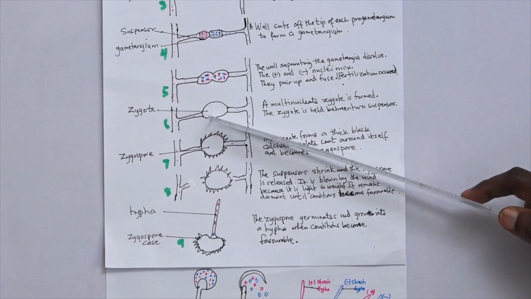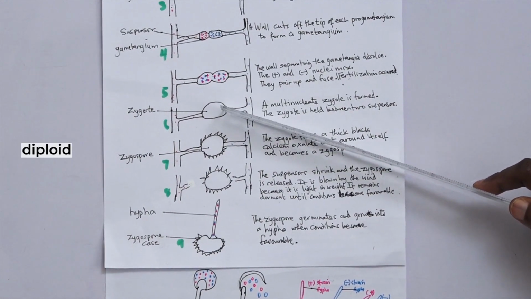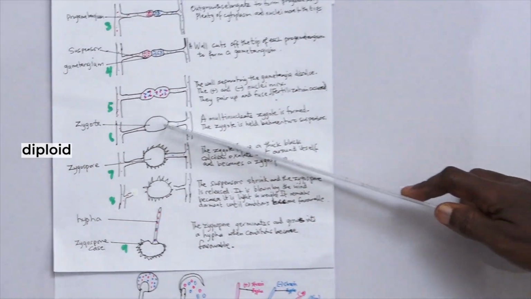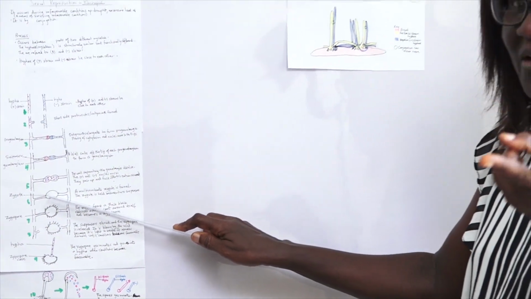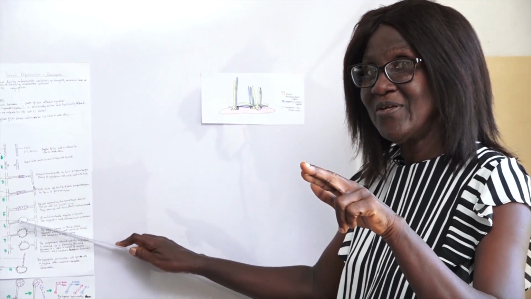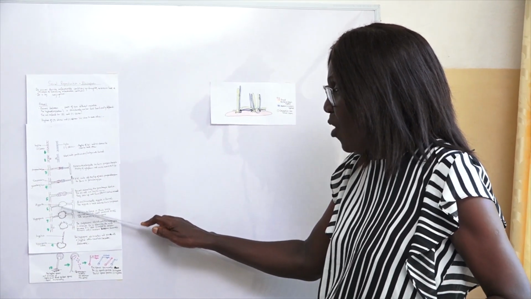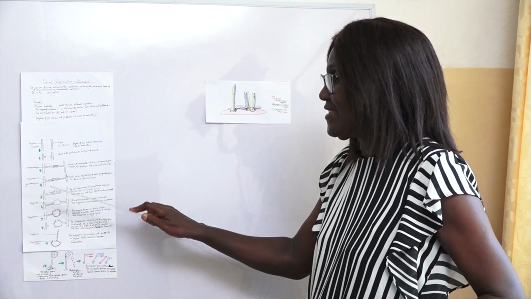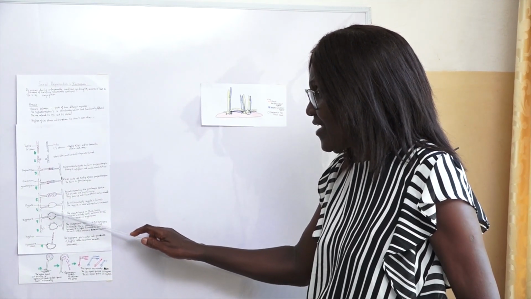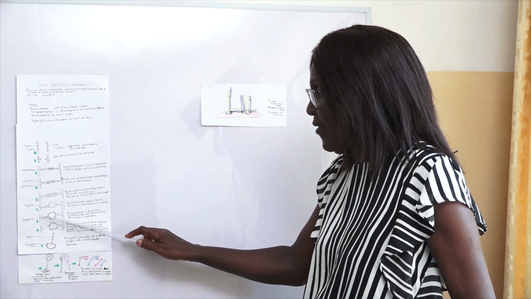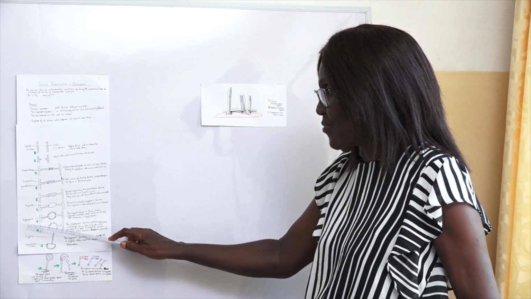But this zygote is multinucleate and it's a diploid zygote. Diploid. It has two of every kind of nucleus. You have one male nucleus, one female nucleus. And then it's a diploid. It's a multinucleate diploid zygote. Then the zygote grows a thick calcium oxalate wall around itself, and the whole structure becomes a zygospore.